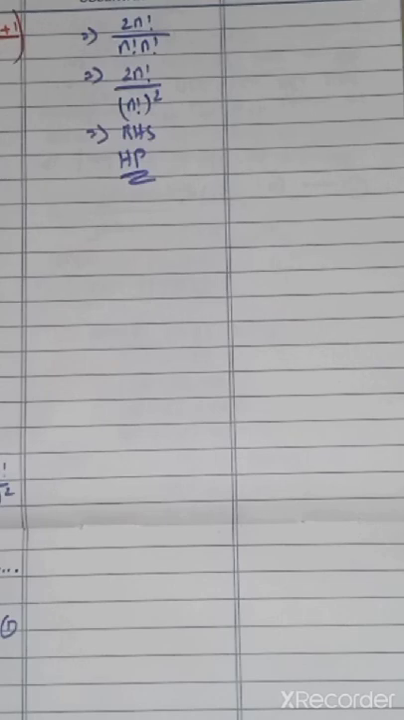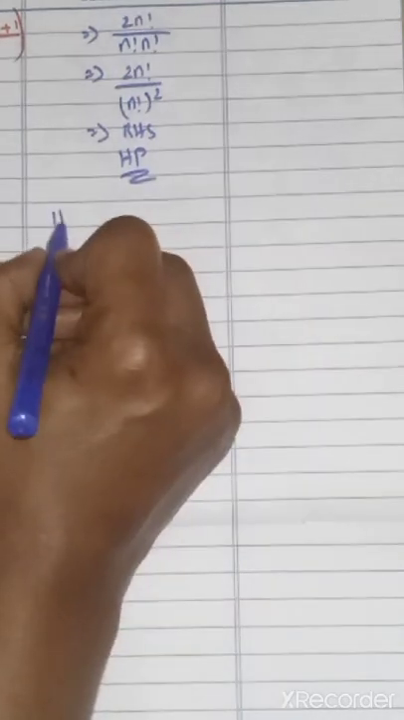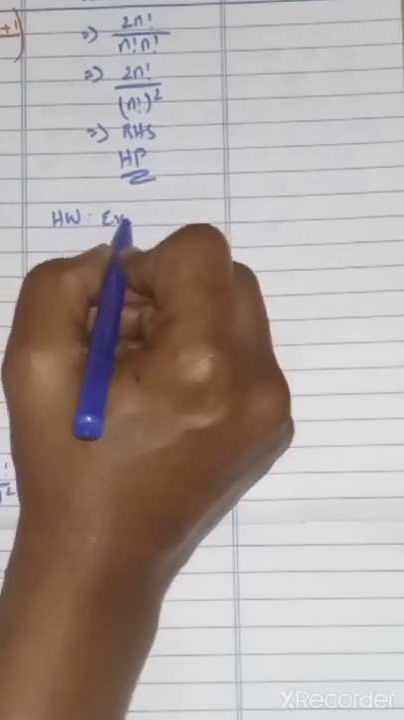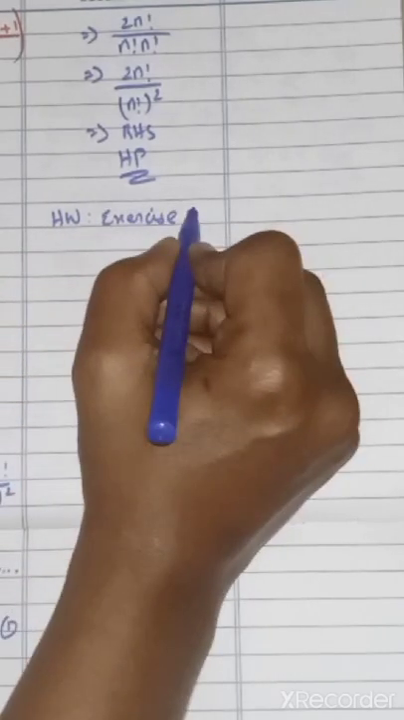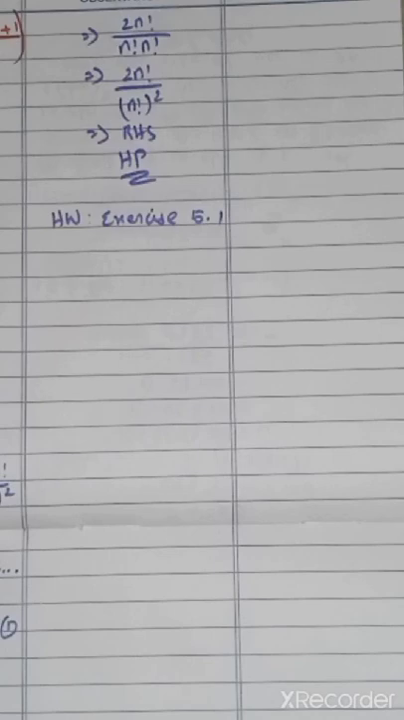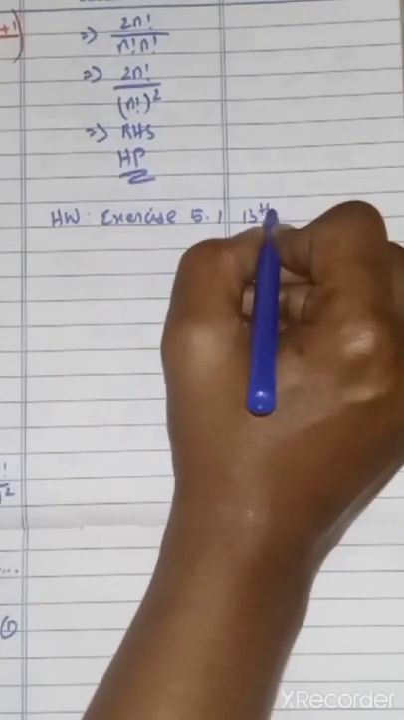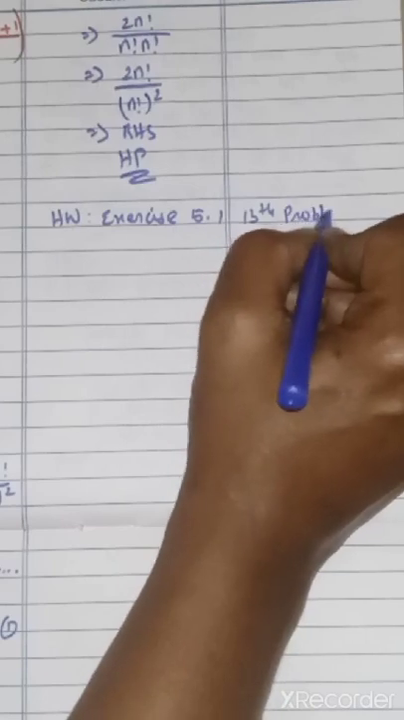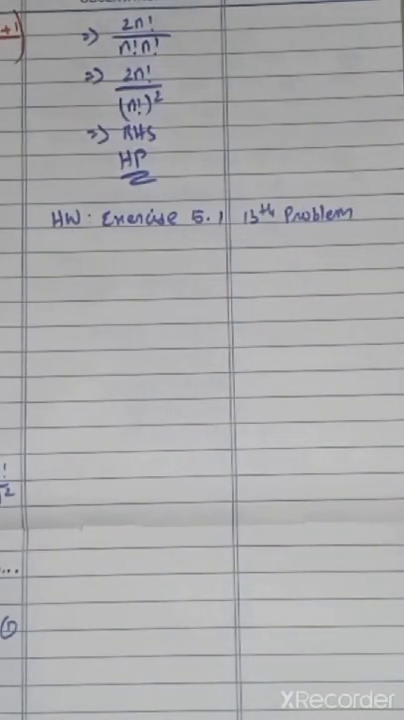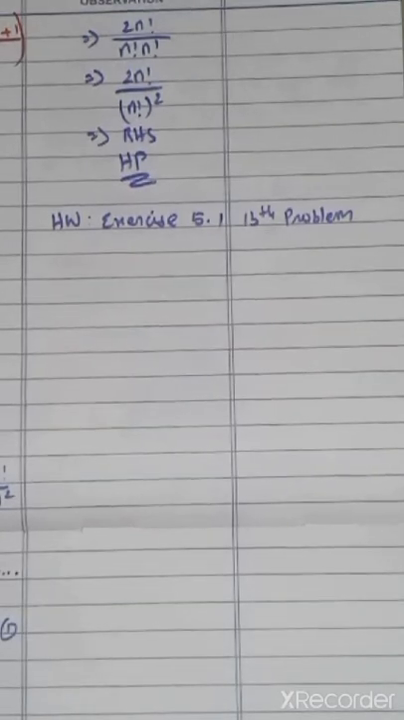So with that we completed our exercise 5.1, and your homework is exercise 5.1, 13th problem, and the remaining example problems are your homework. Thank you students.